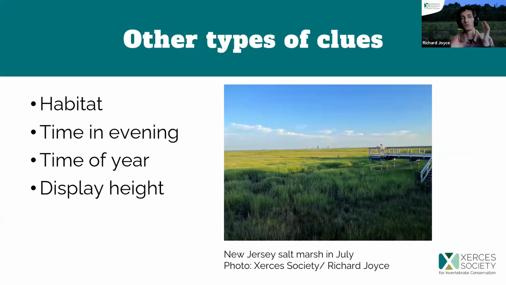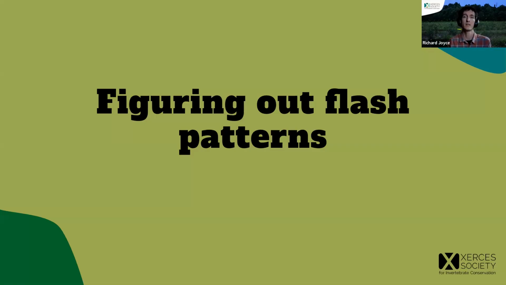So along with those two big pieces of photographs and flash pattern details, there are other types of clues that are not just interesting, but they can help us reach a species ID. So things like habitat, time in the evening, time of the year, and display height. So from here, I want to dive into the next section, and really the biggest section, which is figuring out firefly flash patterns. First, we're going to go over some definitions and terminology, walk through some examples with real species, and then we'll talk about how to gather flash pattern data.